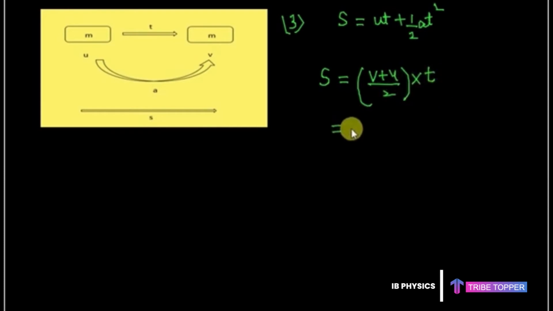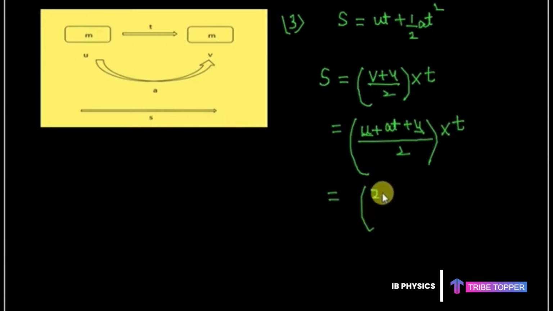Now v, according to the first equation of motion, is u plus at. So we have s equal to u plus (u plus at) upon 2, into t. Now you just multiply t in the numerator, and u plus u is 2u, so you have 2ut plus at square upon 2, right?